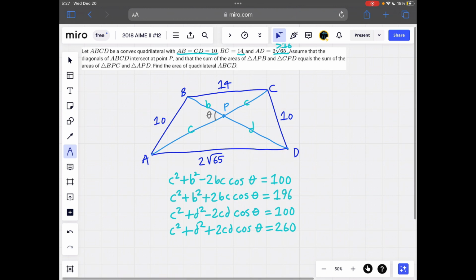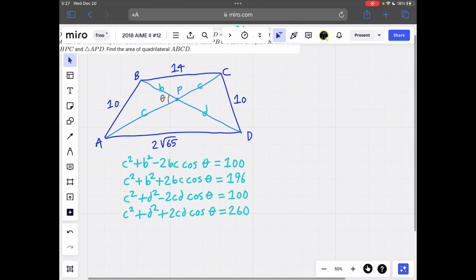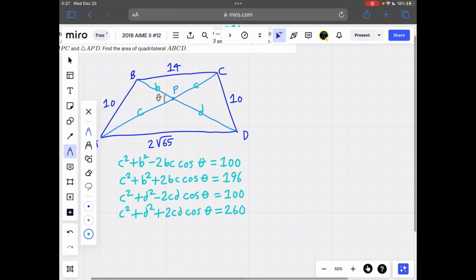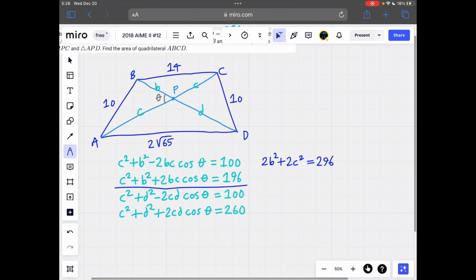So what can we do with these equations? We can add the first two and add the second two, because the negatives and positives cancel out, and we don't have to use cosine theta anymore. With the first set of two, we have 2b squared plus 2c squared equal to 100 plus 196, which is 296. And for the second set of two, we have 2c squared plus 2d squared equal to 360.